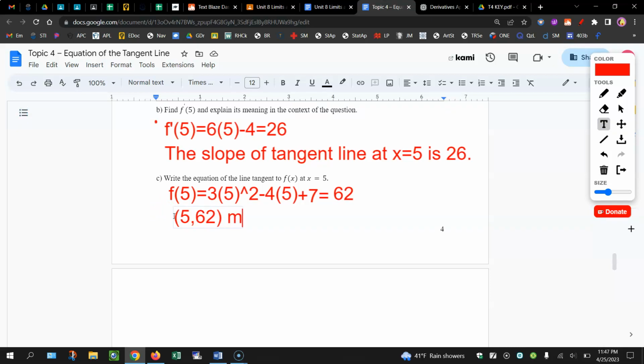and we have a slope of 26. So we're going to go point-slope form: y minus 62 equals the slope 26 times (x minus 5). So this is the equation of the tangent line at the point x equals 5.